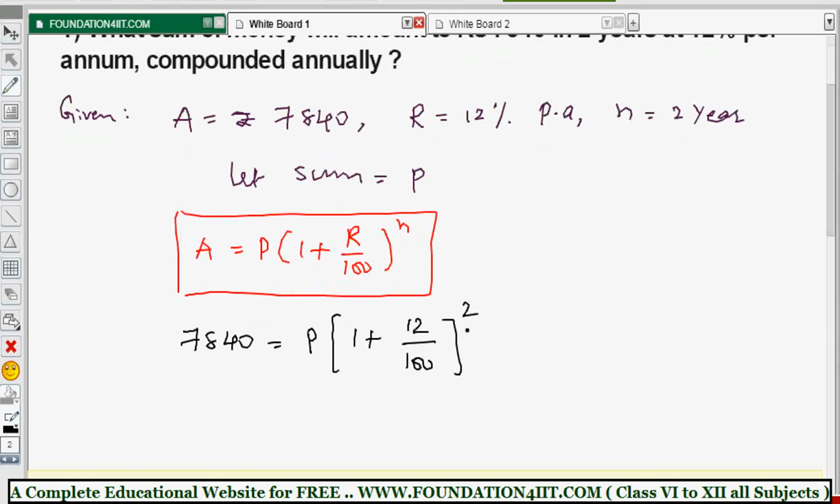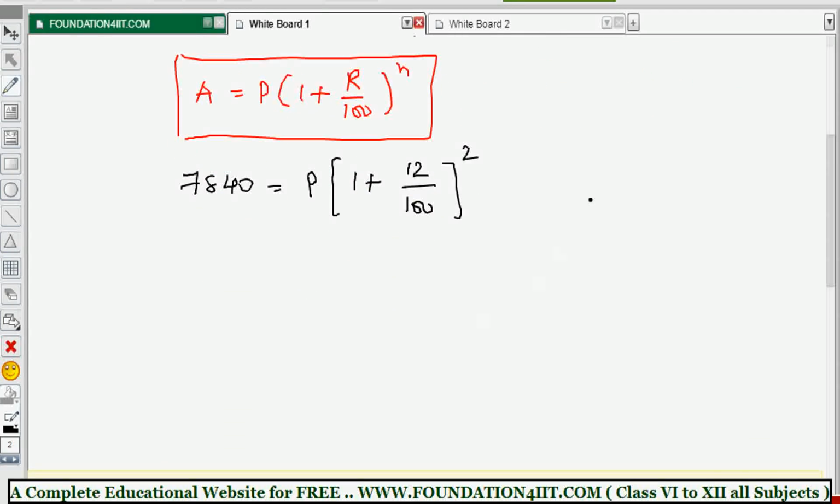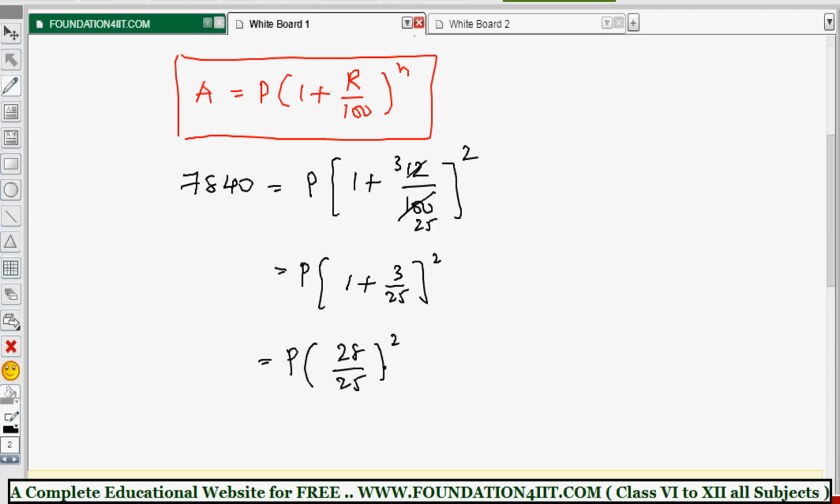We will simplify this, you will get the value of P. Now in the bracket, P into 1 plus 12 by 100. 4 table you can cancel. 4 threes are 12, 4 twenty-fives are 100. So 1 plus 3 by 25 whole to the power 2. Then P into 1 plus 3 by 25 is 28 by 25 whole power 2.